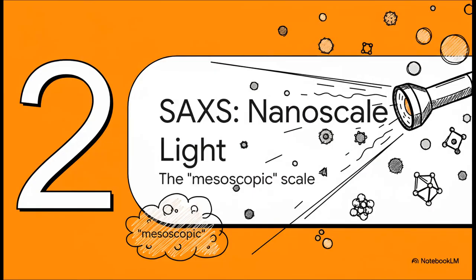And that brings us to the star of our show today, SAXS. You can think of it as our nanoscale flashlight. It shines a light on what scientists call the mesoscopic scale, this weird in-between world that's bigger than individual atoms, but way too small for a regular microscope to ever see.